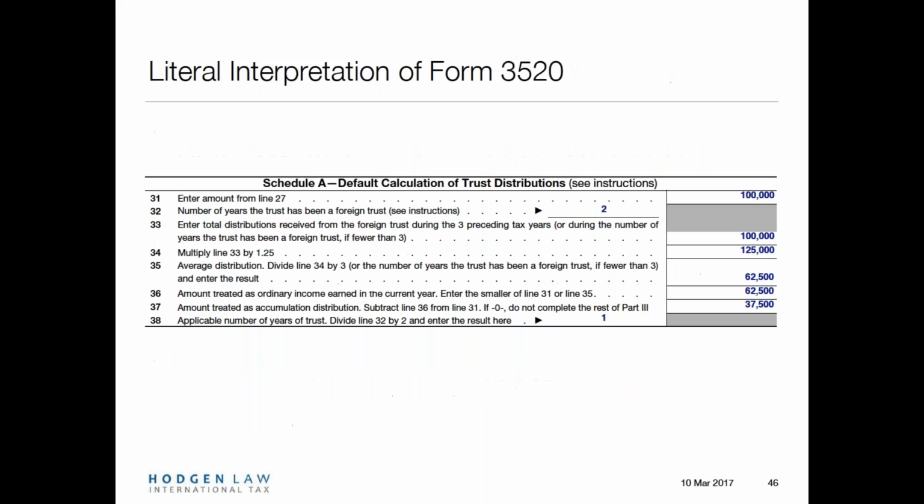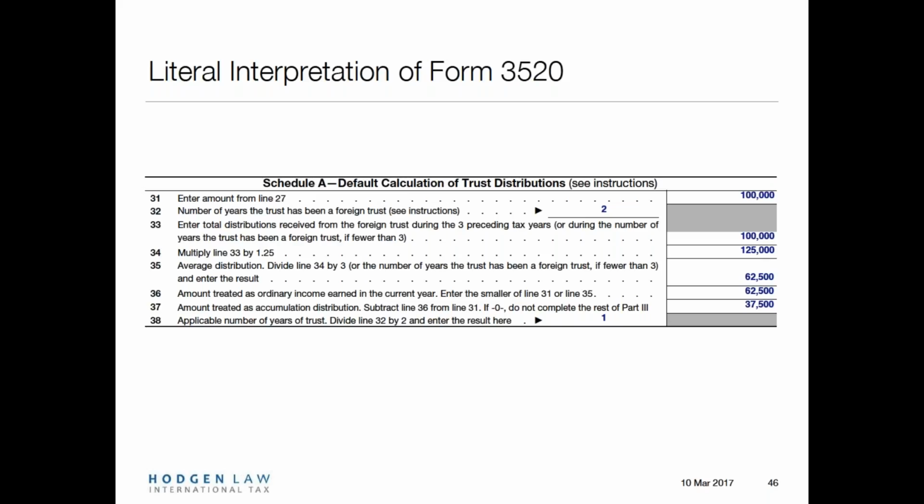So let me show you what I mean. Here we've got the "world was created in 6 days" version of Form 3520. Line 31, we start with a $100,000 distribution 1 day after the trust was formed. Line 32, the number of years the trust has been a foreign trust. If you read this, they say a day is as good as a year, so it existed for a day in 2015 and a day in 2016. So the trust has been in existence for 2 years.